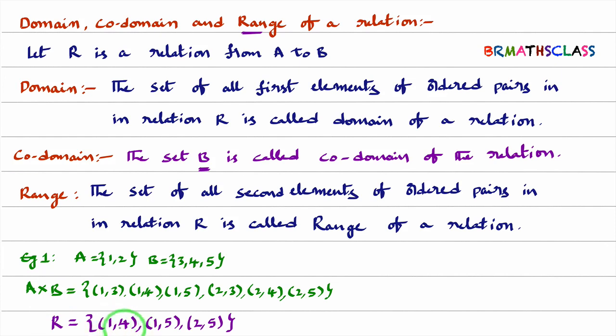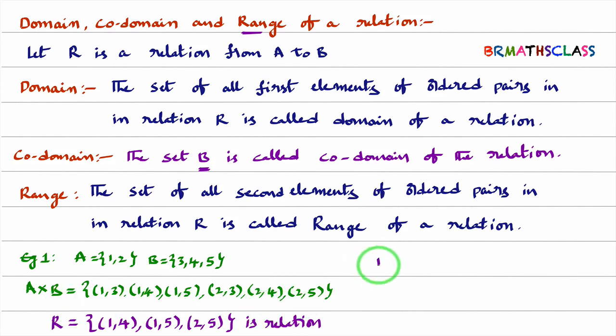You see, ordered pair (1, 4) is in A cross B. Ordered pair (1, 5) is in A cross B. Ordered pair (2, 5) is in A cross B. Here, R is a subset of A cross B. We know that if R is a subset of A cross B, then R is called a relation from A to B. So here, it is a relation from A to B.